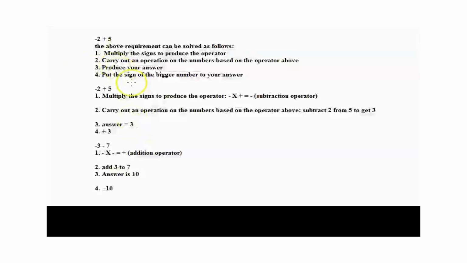2 plus 5. Now to solve this operation, there are some rules that we need to follow. The rules are outlined below. In mathematics, it's all about rules. To solve a problem, you need to know the steps that you follow in order to get the right answer. Now these rules are as follows.